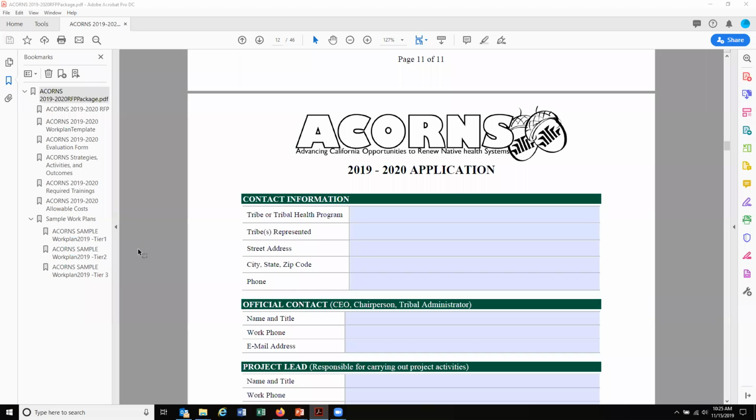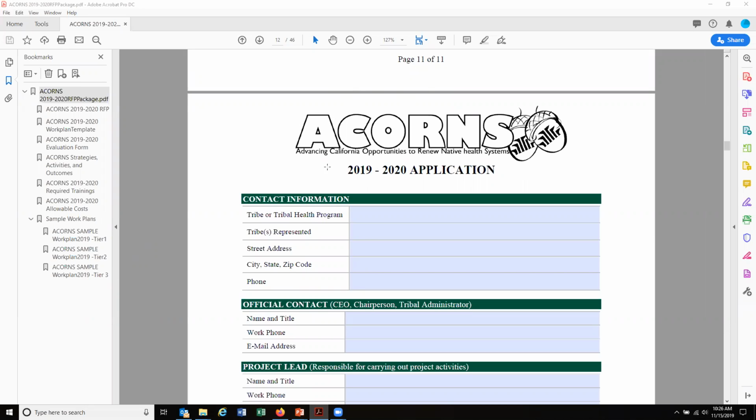Hello, in this video we'll be going over the ACORNS 2019-2020 application for our request for proposal. We are in the RFP package. On page 12 is where the application begins. The application is in PDF format. Word versions of all of the application materials are available upon request.